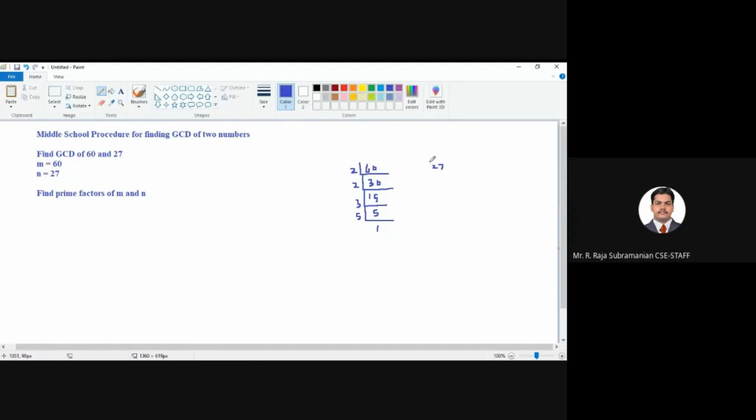2 will not support me. I'll go for 39. 3 nines. 3 9. Yes, next, 3 threes. 33. Yes, 3 threes. 3 39. 1. 3 ones. Thank you. So I got the prime factors ready now.